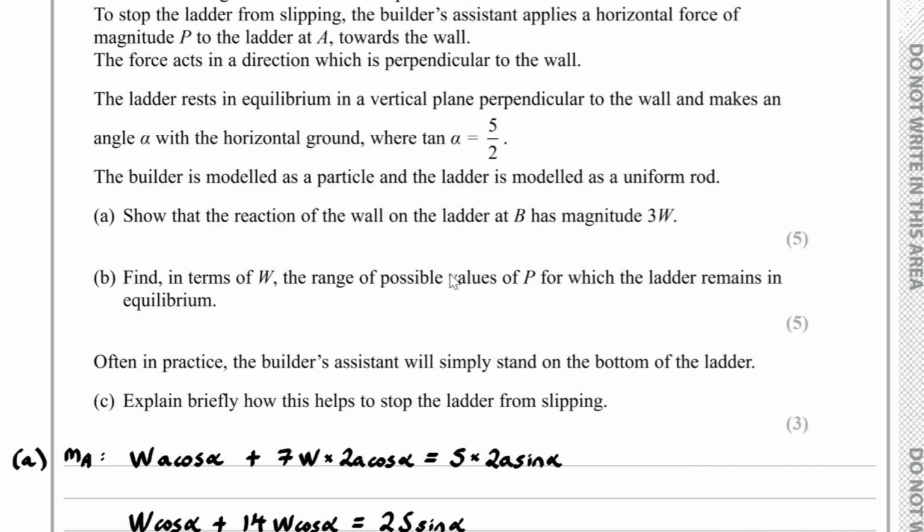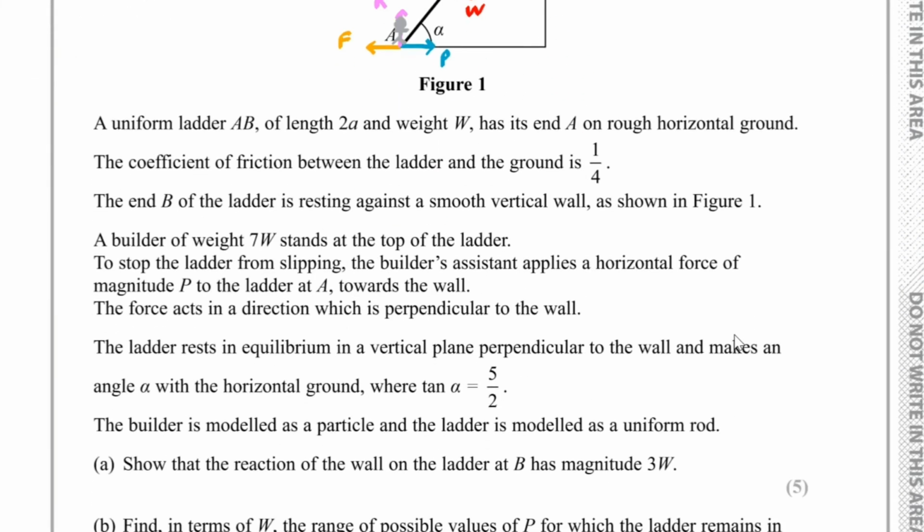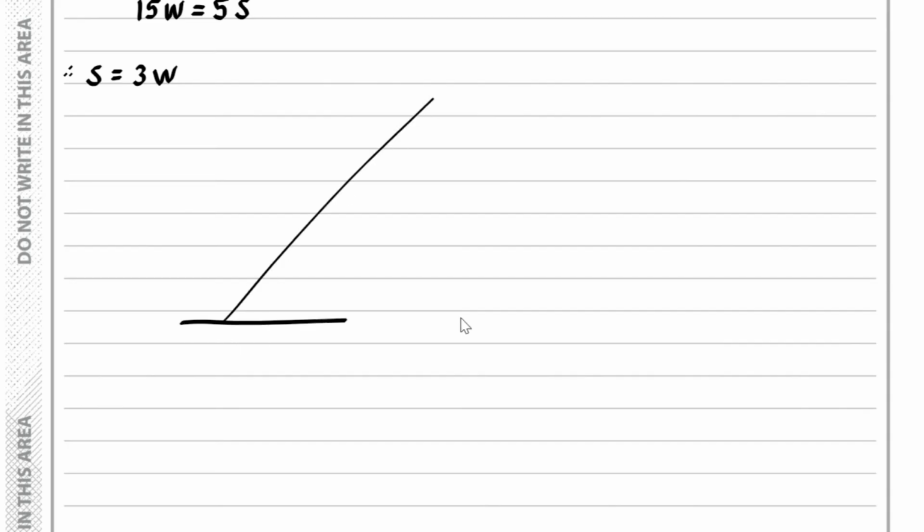And then for part b, we have to find in terms of W the range of possible values of P for which the ladder remains in equilibrium. So for us to find the possible values of P for which the ladder remains in equilibrium, if I draw my ladder here, and then I've got the wall, so here is my wall, and here I've got my ladder, there's two situations which we need to consider. We've got the situation where the ladder, for it to remain in equilibrium, we've got our assistant over here, and what he's doing is he's pushing the ladder this way, and he's pushing it with a force of P, and that's to prevent it slipping.